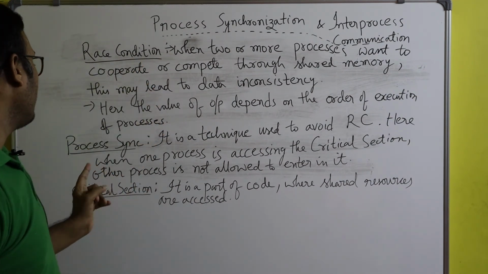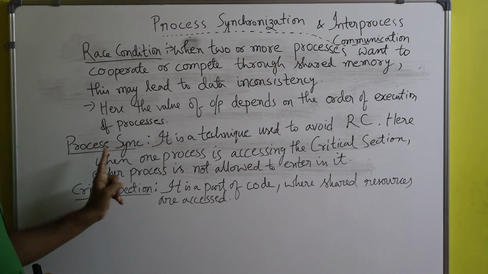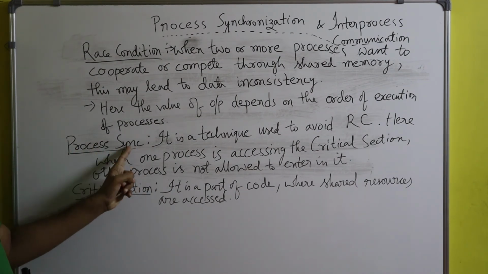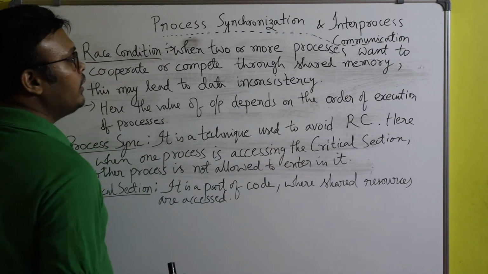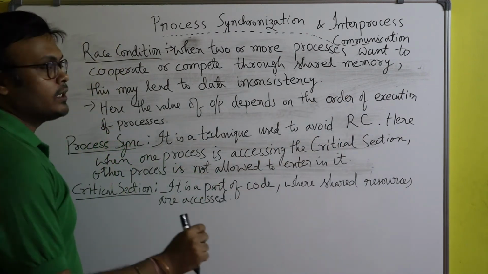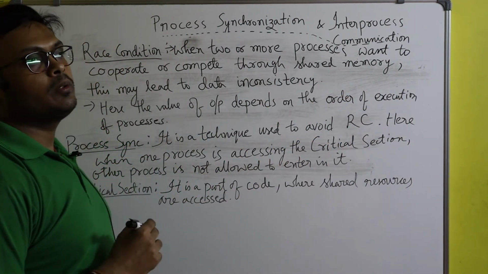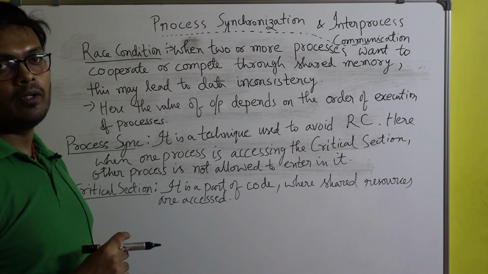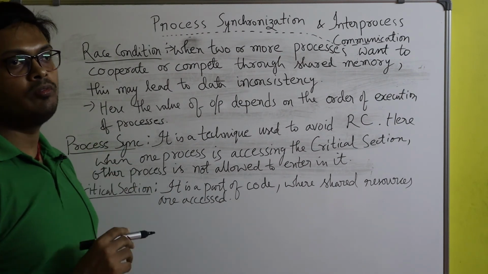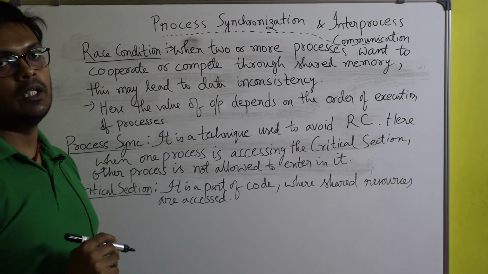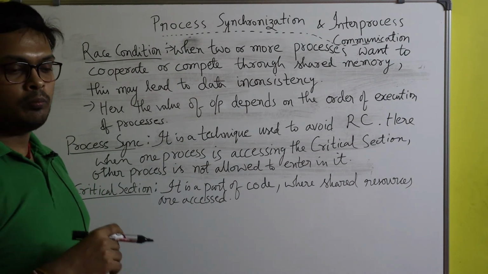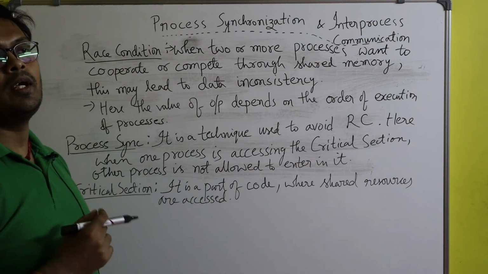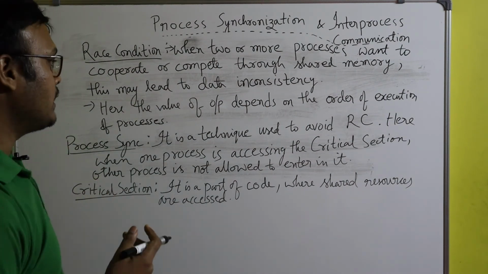Now you see process synchronization. I've written process synchronization: it is a technique used to avoid RC. RC means race condition. So process synchronization is a technique used to avoid race conditions. With the help of process synchronization, we avoid data inconsistency.